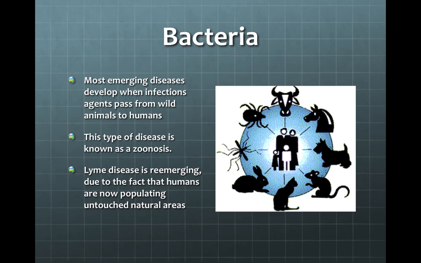Lyme disease is reemerging because we are now populating untouched natural areas. So we're getting bitten by ticks and mosquitoes more often, coming in contact with all these things that now give humans these diseases. There are a lot of these: West Nile, Zika, Lyme disease, Rocky Mountain spotted fever, and Corona is actually one of them, but that's a virus. There's a whole bunch of them, so this is getting to be a real big problem.